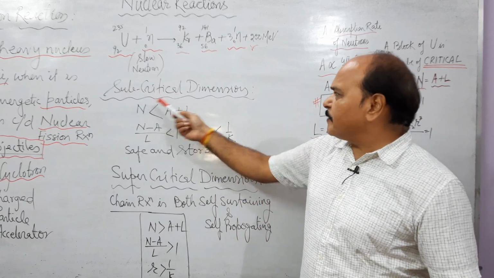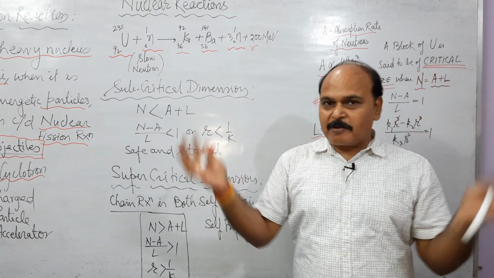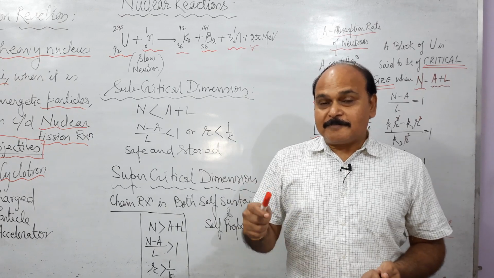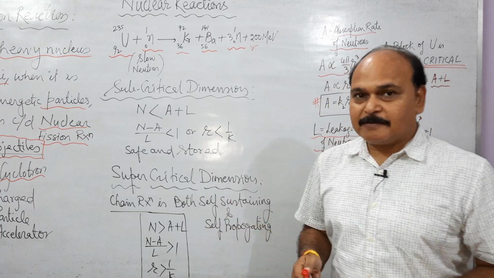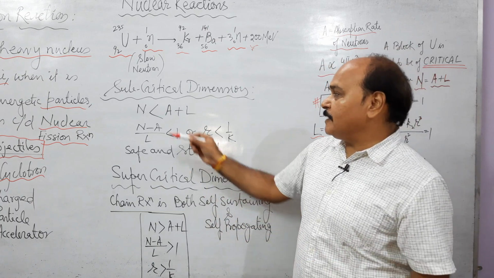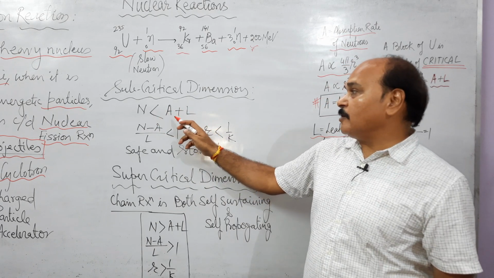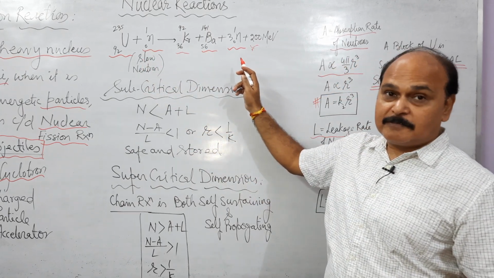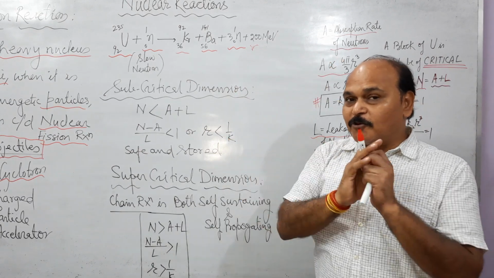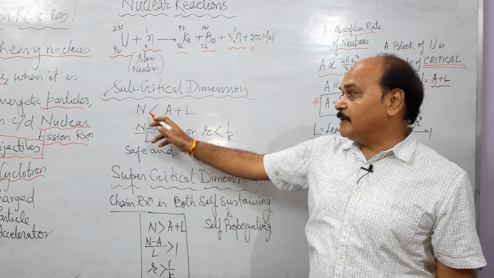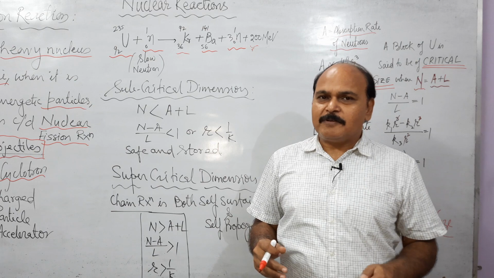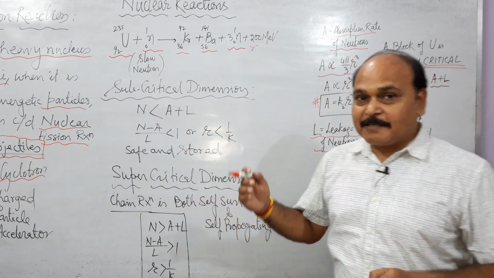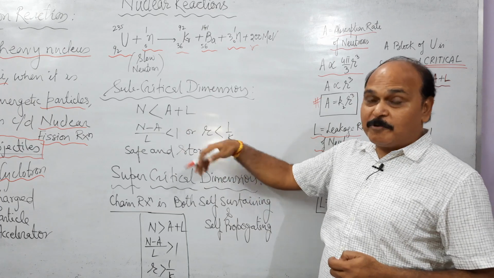Yes, children, what is subcritical dimension? We have just understood a uranium block is said to be of critical dimension when the production rate of neutrons is equal to the sum total of leakage rate and absorption rate. And if the production rate happens to be less than the sum total of absorption and leakage rate, in that case this nuclear fission reaction is neither self-sustaining nor self-propagating. Since the production rate is less, there are always fewer neutrons available to carry forward the reaction. So the reaction doesn't propagate, or is not able to sustain itself.